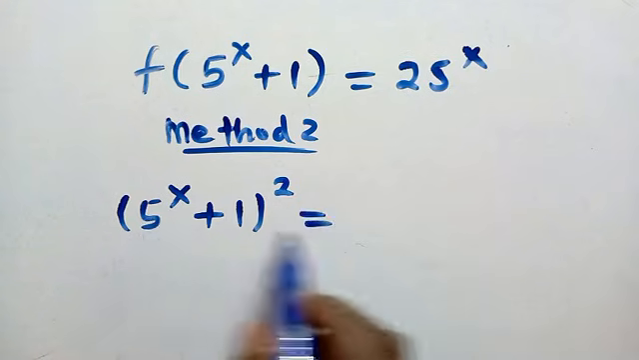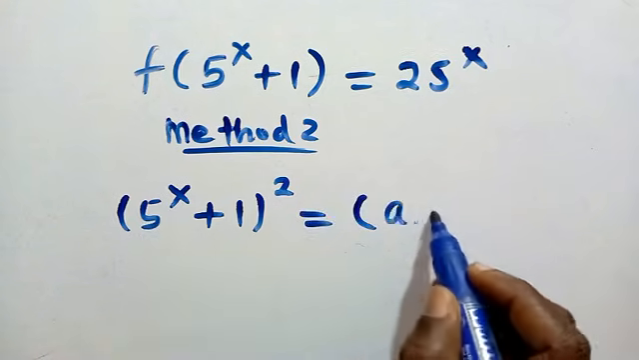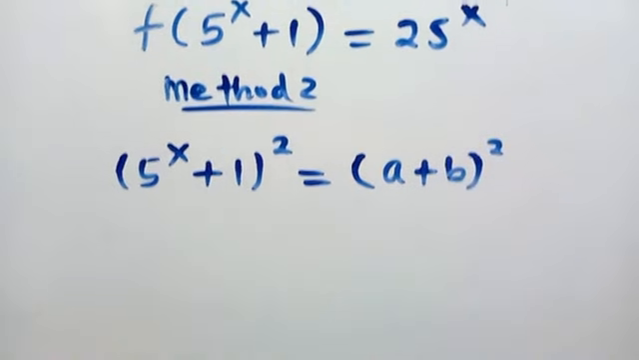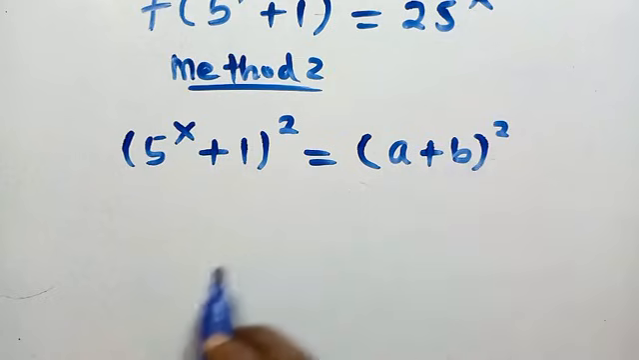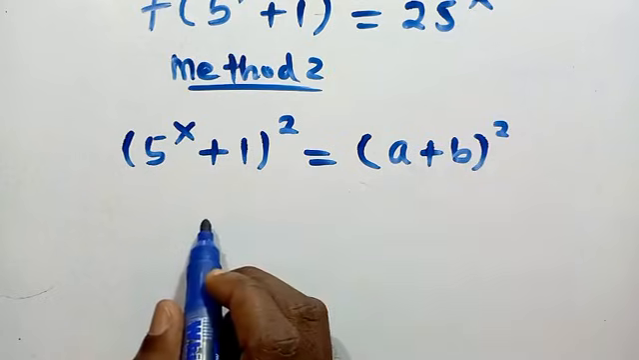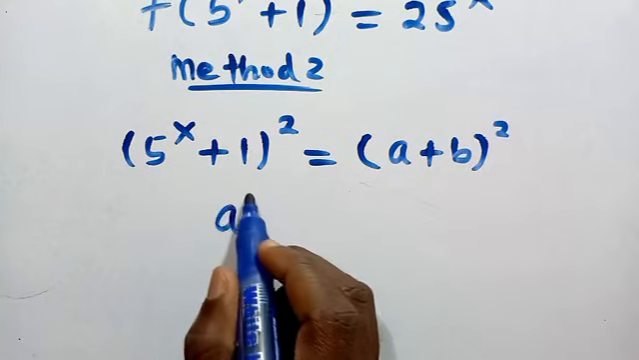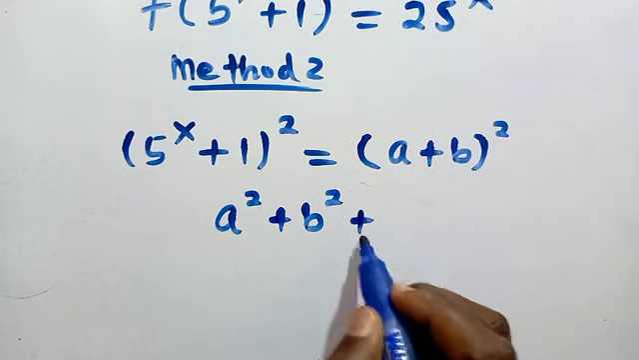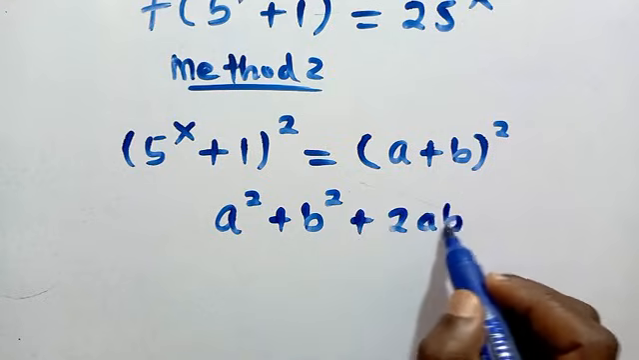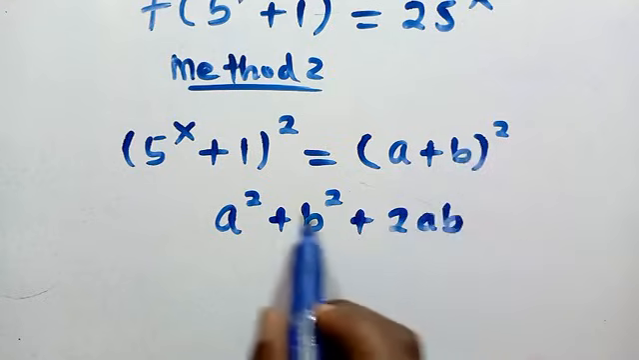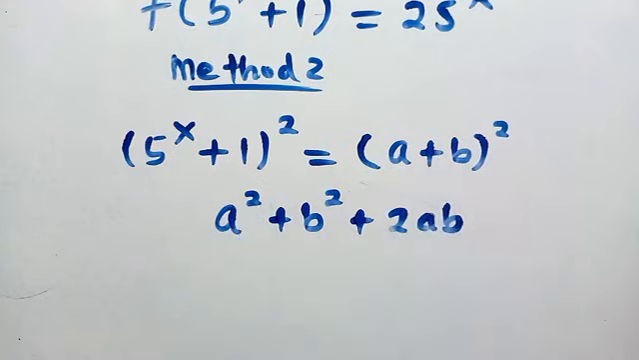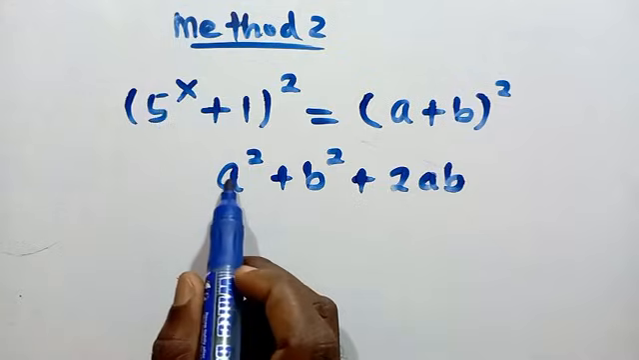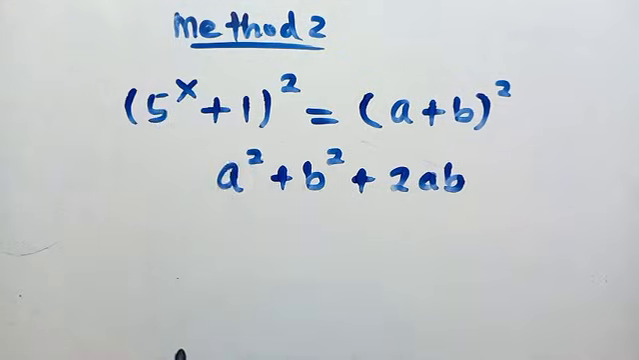and we are going to compare it with where we have a plus b squared. We have a plus b squared, so this expression means a squared plus b squared plus 2ab. So this is the expansion of a plus b squared. And when we compare it with this, here 5 power x is now our a, and 1 is b.